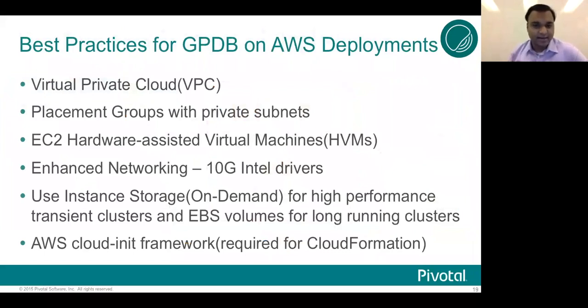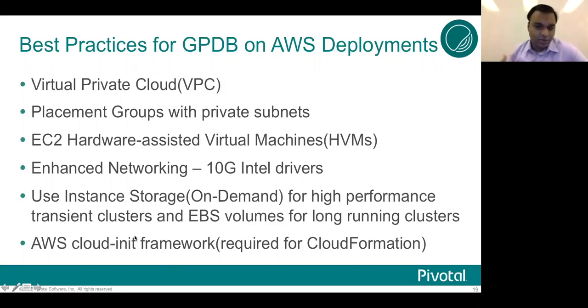Again, as a best practice, and we really, really recommend you follow this, use a virtual private cloud. Don't do it on public subnets. You'll never get the performance, and your clusters would just die out after a while because of the multi-tenant traffic from the network. Use placement groups and use HVM AMIs only, so hardware-assisted virtual machines. There is a driver from Intel and AWS which allows you to do 10 gig network on these instances.